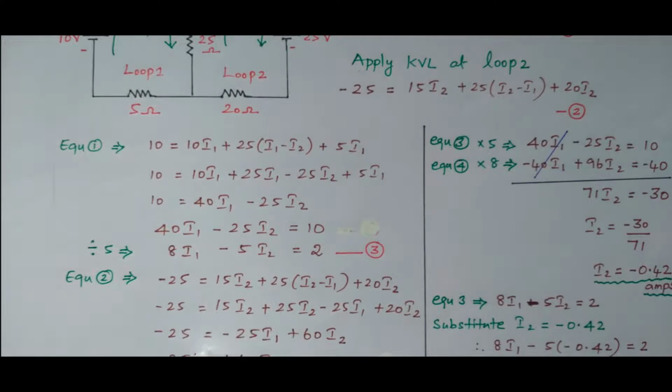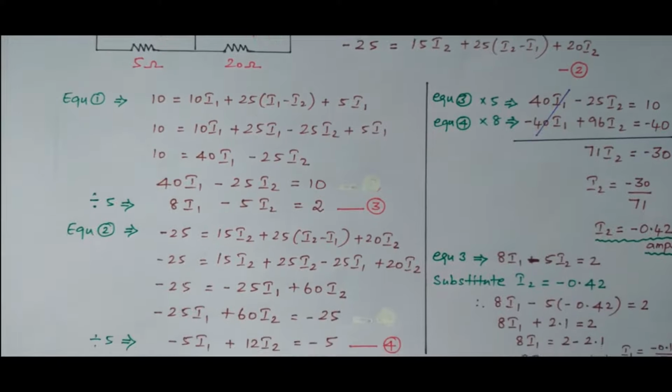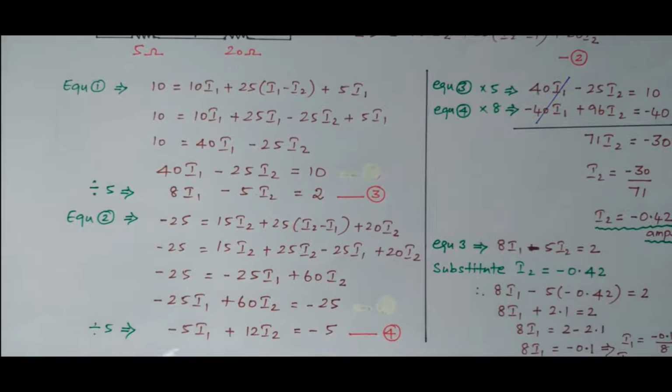So minus 25 equal to, see this I2 available here, 15 I2, 25 I2, 20 I2, 3 times available. So 15 plus 25, 40, 40 plus 20, 60 I2. And I1 available one time, minus 25 I1. Now we'll go for further simplification. So now the terms are rearranged: minus 25 I1 plus 60 I2 equal to minus 25.